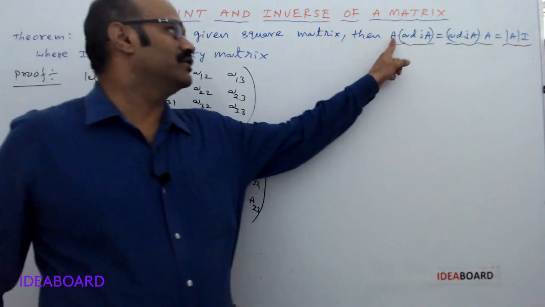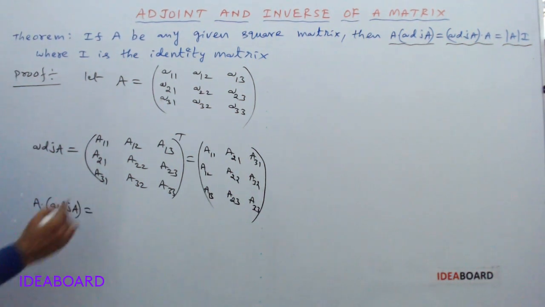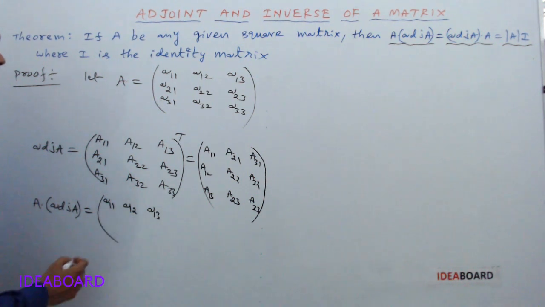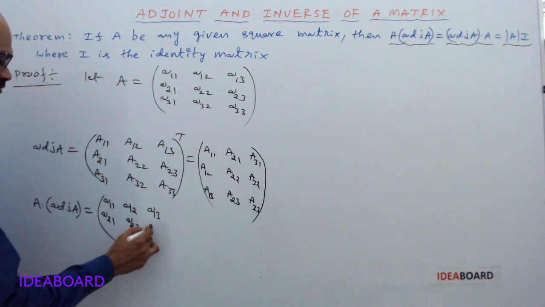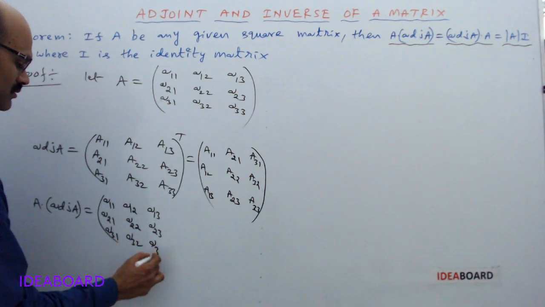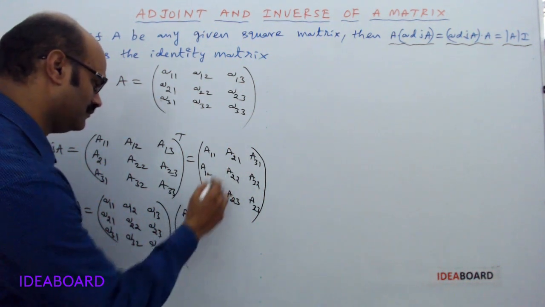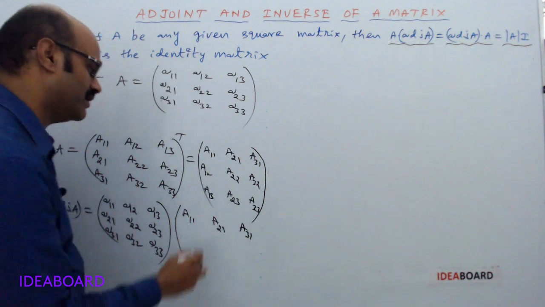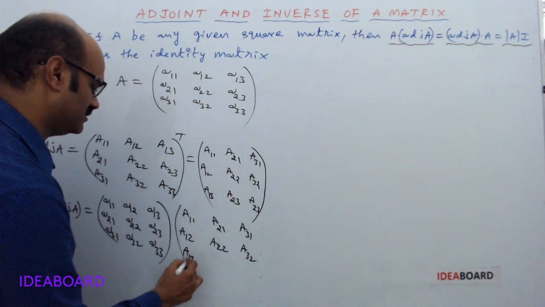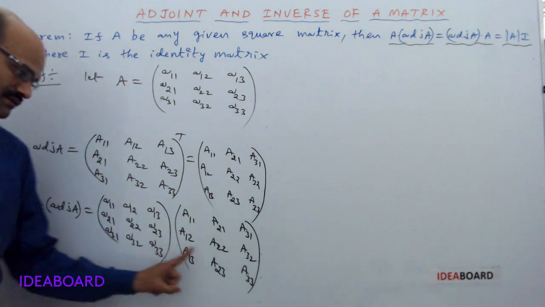Now here we have to find A into adjoint of A. A into adjoint of A equals, the matrix A is a11, a12, a13, a21, a22, a23, a31, a32, a33, into the adjoint: A11, A21, A31, A12, A22, A32, A13, A23, A33. Now we have to multiply these two.